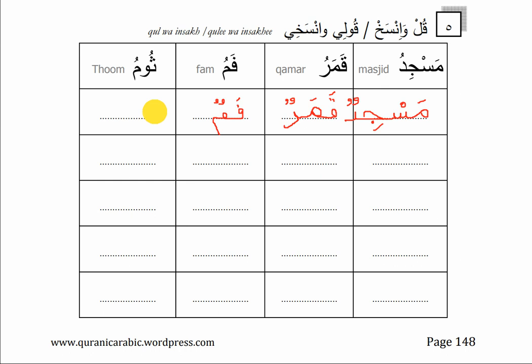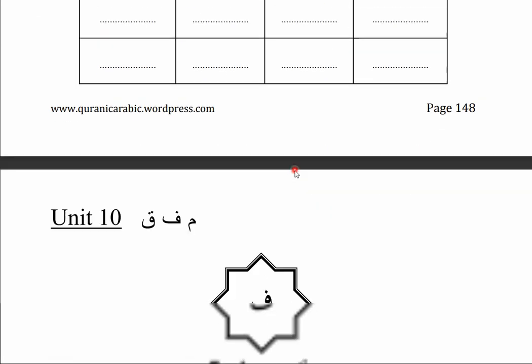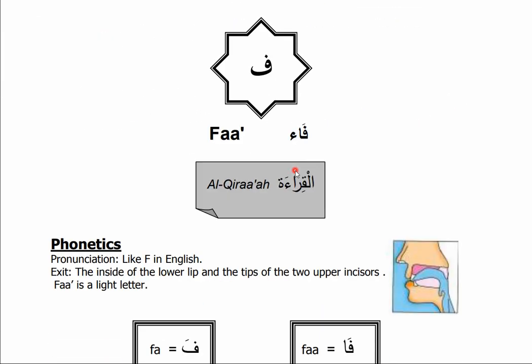Then tha and waw, thu, and then separately clockwise rotation and coming down. So this is how you are going to write the vocabs. So let's move forward with the letter fa.